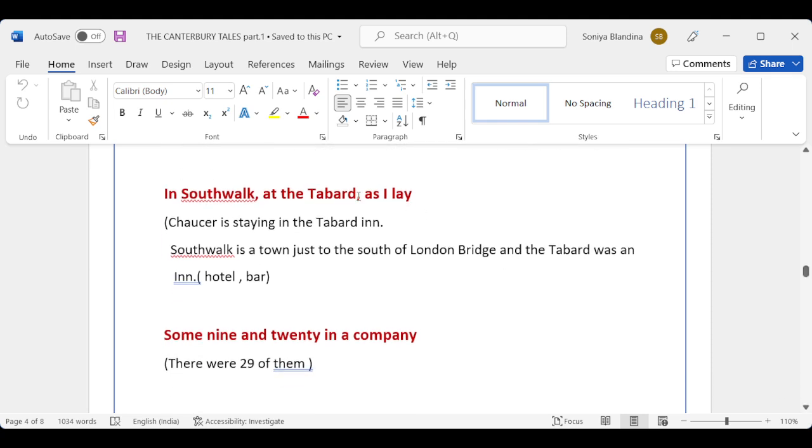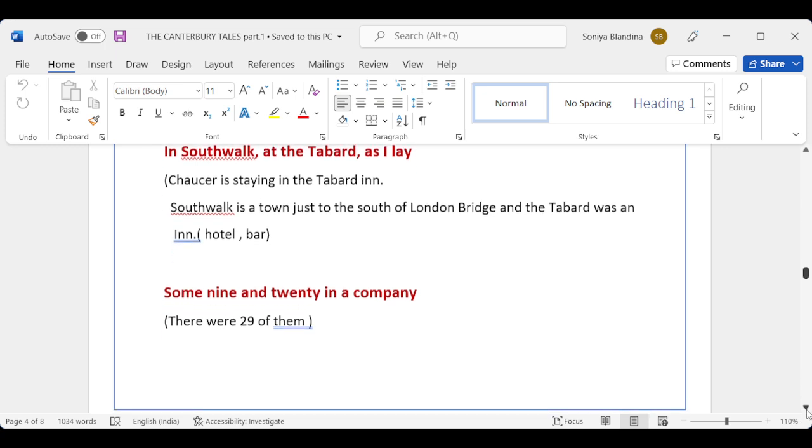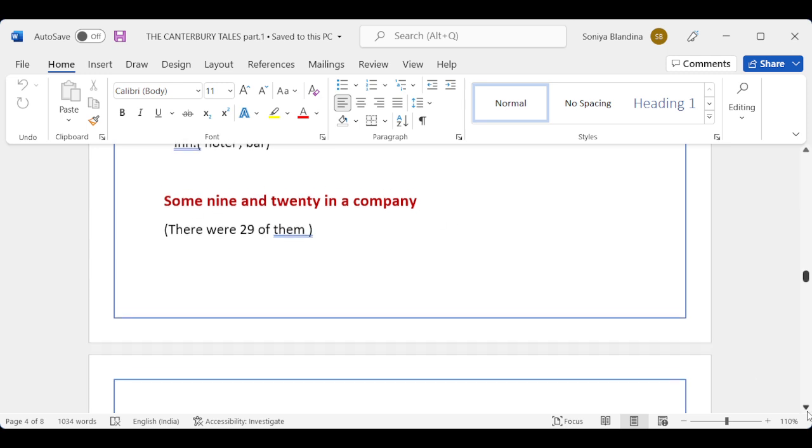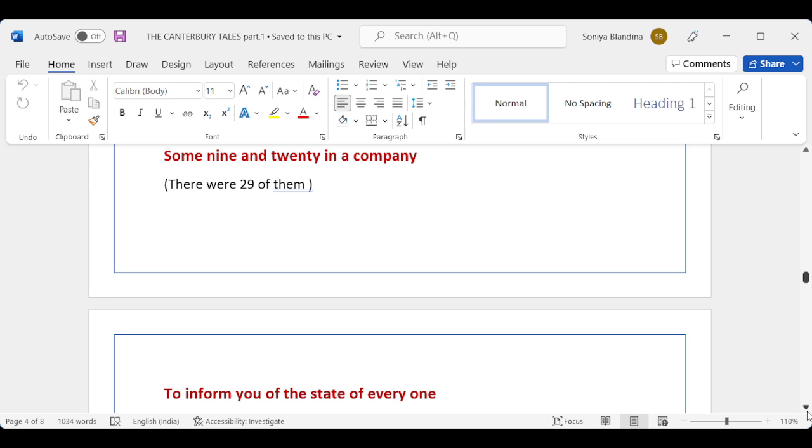So this is the name of the inn they were staying in, all the pilgrims, Chaucer, everybody were staying in this particular inn. Where was it? It is in Southwark. See, Southwark is south of London Bridge. Okay, so inn means a hotel or a bar. And then, so how many of them traveled? This is the original text, some 9 and 20 in a company. So 29 of them.